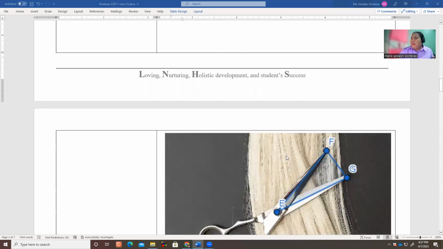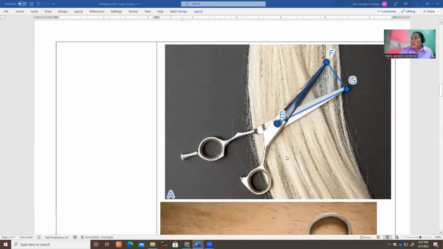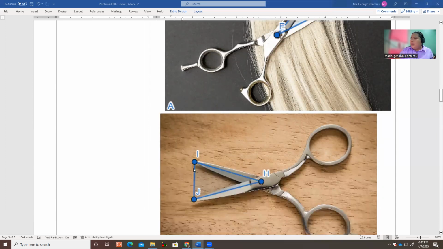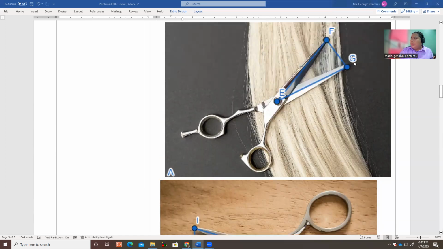And so let us correlate or let us relate the scissors in triangles. So as we look closer on the scissors, no, sa blade ng scissors, magpo-form siya ng triangle. And it looks like a triangle. So from the blade here, no, we have the screw in the middle. So the angle formed by the blade is the included angle.